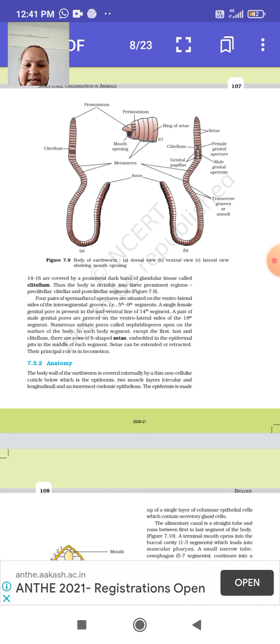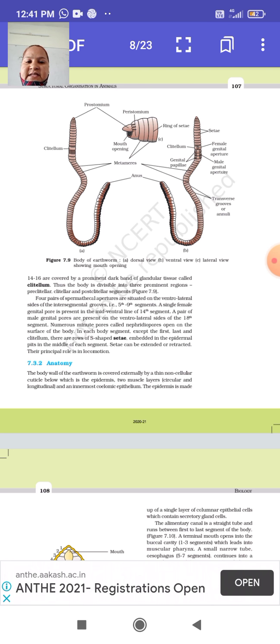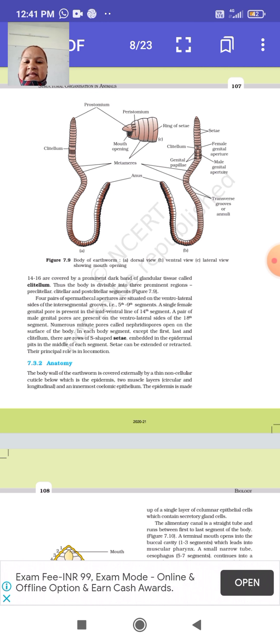And now in each body segment except the first, last and clitellum, there are rows of S-shaped setae embedded in the epidermal pits in the middle of each segment. Now setae can be extended and retracted, and their main role is in locomotion. Now see, a row of setae is present in each segment in the form of a ring, and these setae are embedded in the epidermal part, present in the middle of each segment, and can be extended and retracted according to the locomotion. So we can say that the main function of setae is in locomotion.